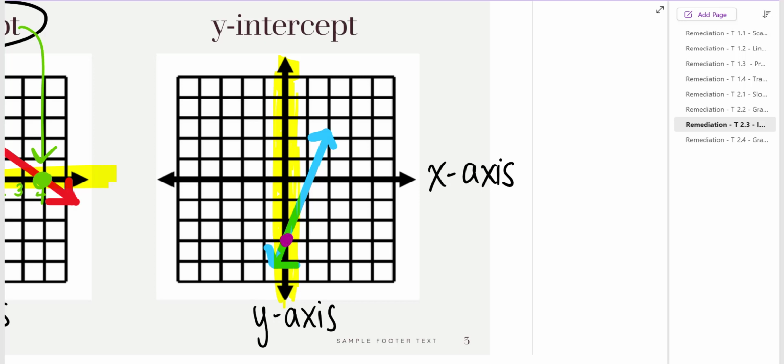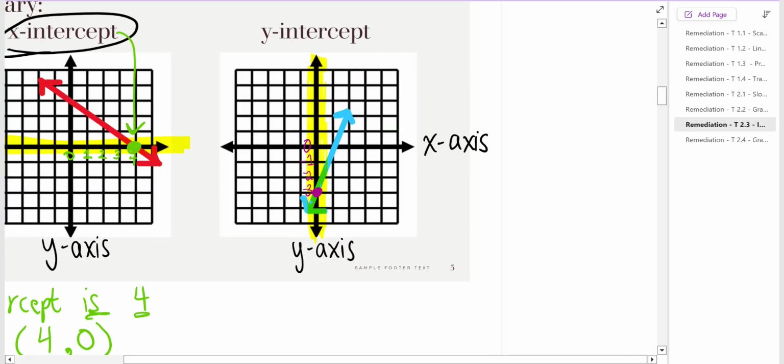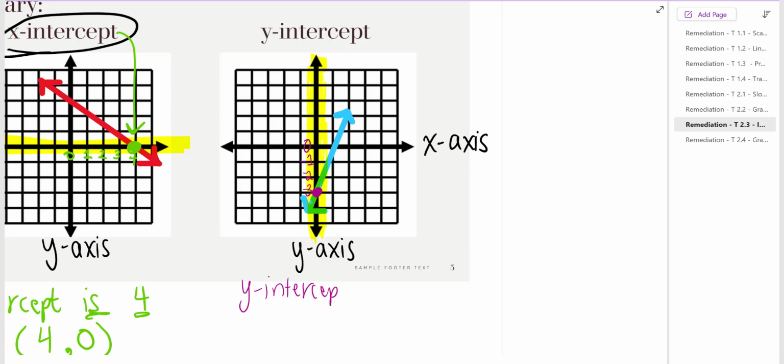So now you just have to figure out what number that is. What number is the Y-intercept? ¿Qué número es el intercept de Y? So this is 0. This is -1, -2. So this is -3. So the Y-intercept is -3.